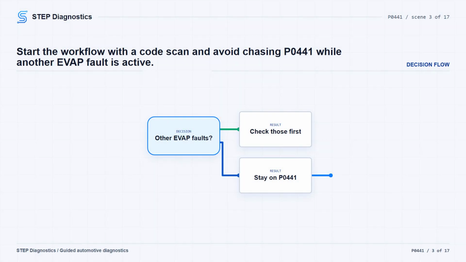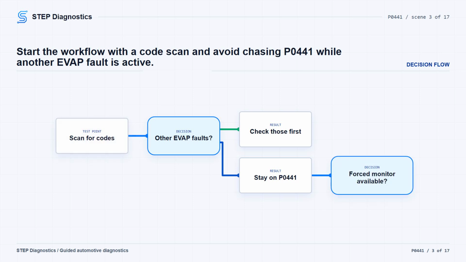First, turn the ignition on and pull the codes with the scan tool. If other EVAP purge control, small leak, or large leak faults are active or pending, handle the applicable diagnostics for those first. If P0441 is the path you are staying on, confirm whether the scan tool has the SM/purge flow forced monitor routine available. Keep the monitor gates in mind.